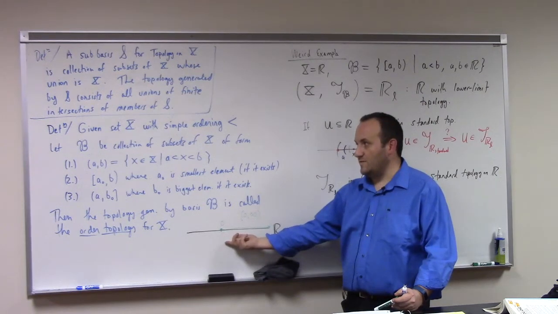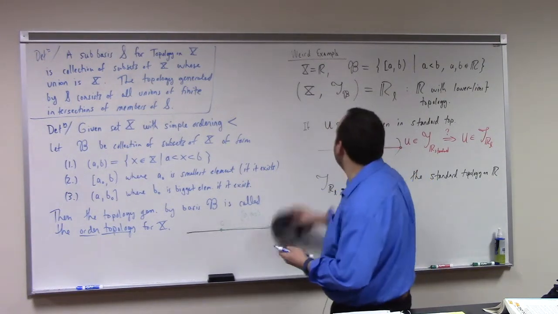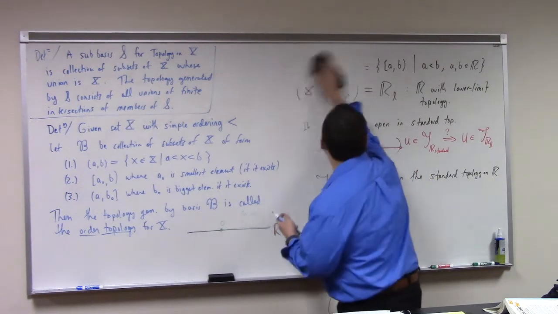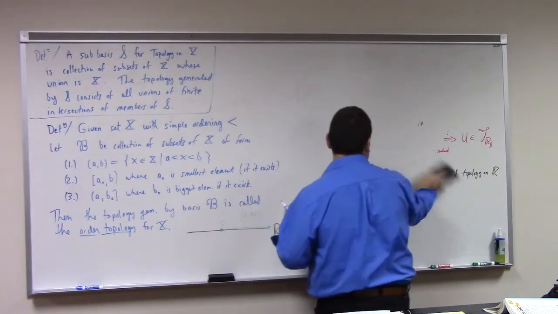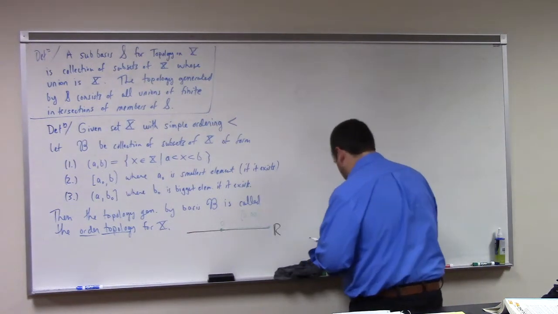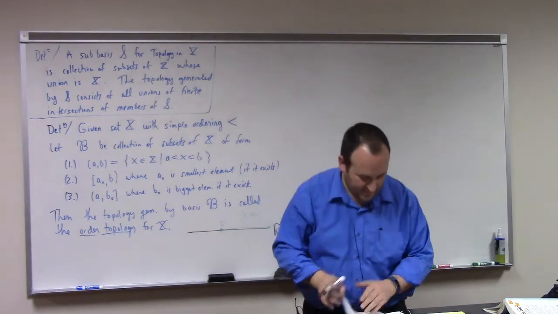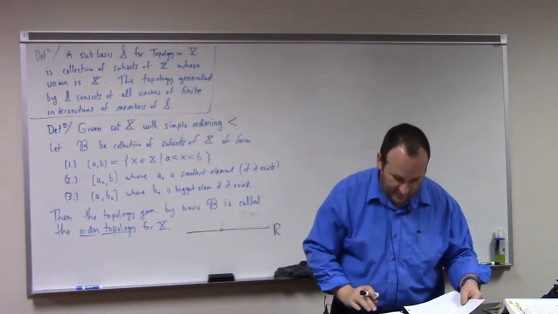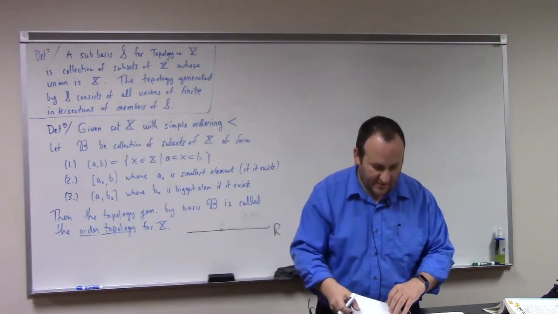So order topology doesn't have to be weird. It could be something that you're familiar with, right? But it could get weird. I always found this example interesting, that's why I'm showing it. This is the so-called lexicographic ordering.